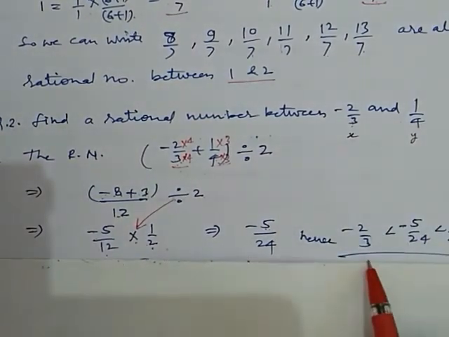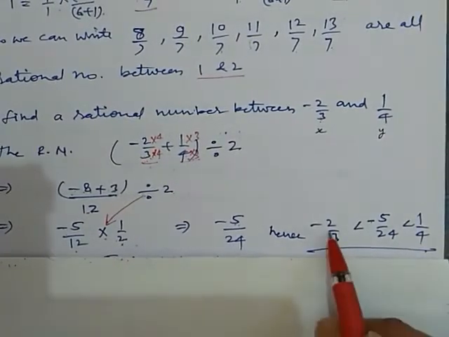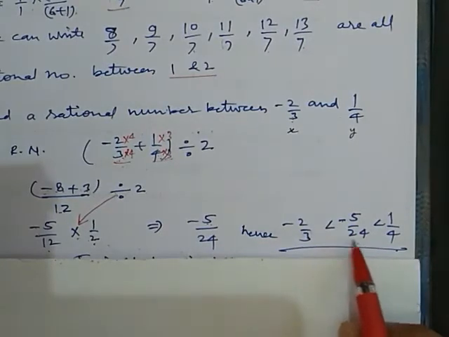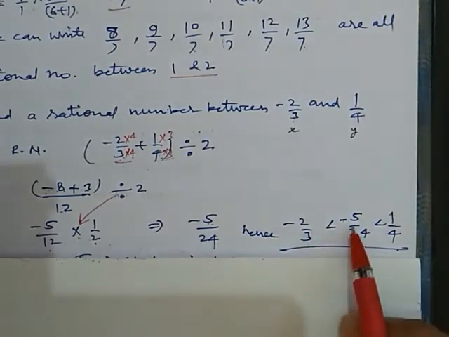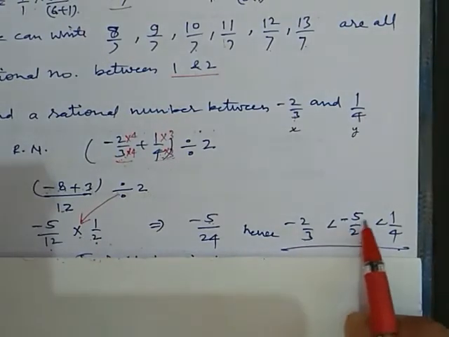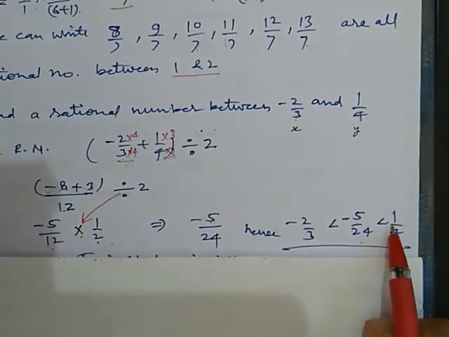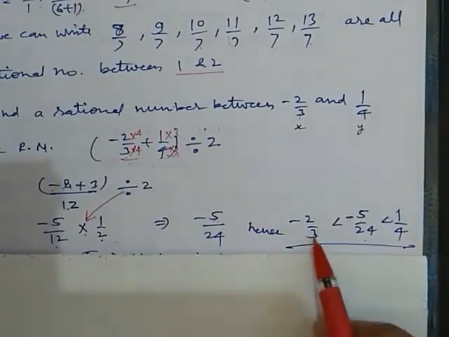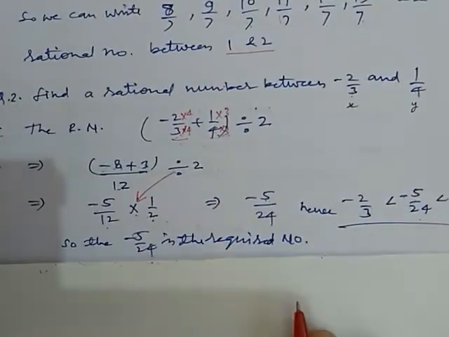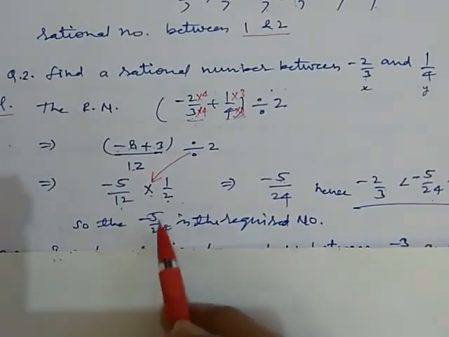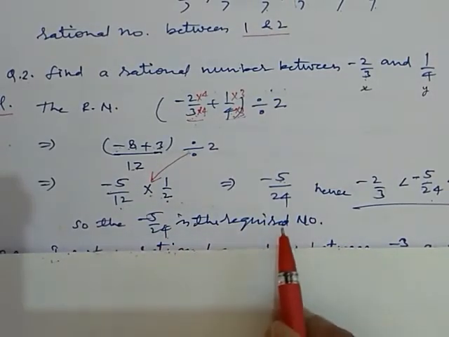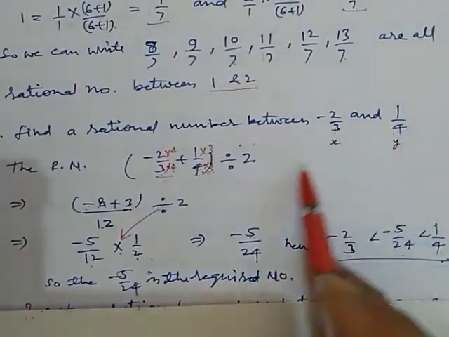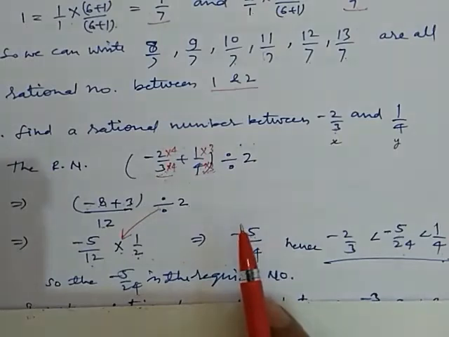As we can check, minus 2 by 3 is less than minus 5 by 24 and greater than this, because on this side the number is bigger and this is lesser than 1 by 4. So we receive a number in between minus 2 by 3 and 1 by 4. So minus 5 by 24 is the required number. If we want to insert only a single number, then what do we have to do? Just add the numbers and divide by 2. This way we get a number in between them.